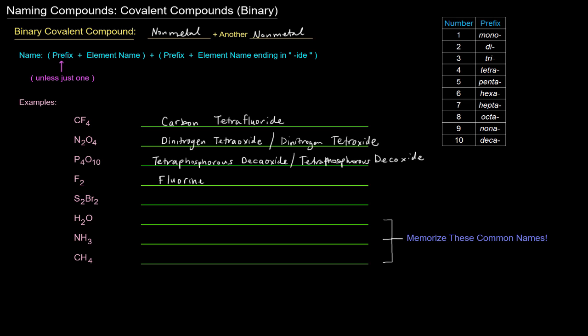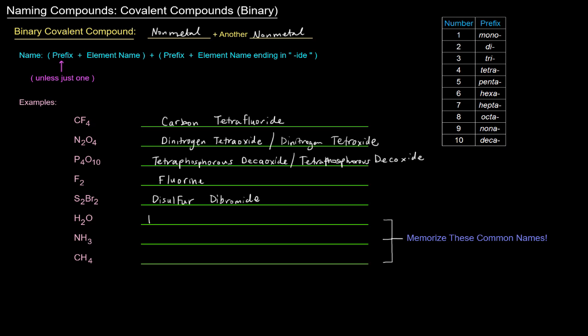Next up, we've got S2Br2. So S2, I'm going to need a prefix for that S. So that's going to be disulfur, because there are 2 sulfurs. And the prefix for 2, again, di. Bromine becomes bromide, so dibromide. Disulfur dibromide.